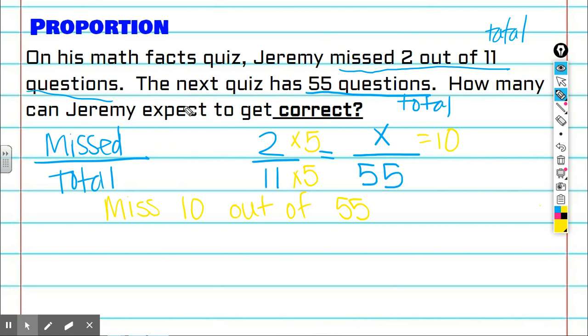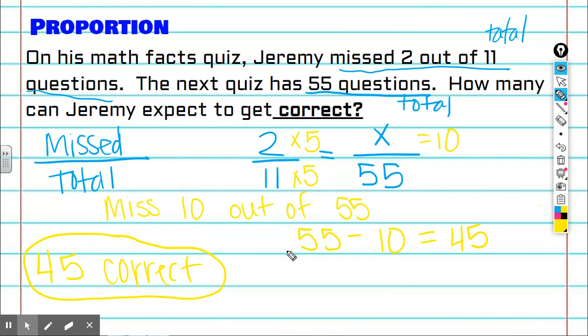How many can Jeremy expect to get correct? We know he would miss 10 out of 55. So all the others would be correct, meaning we would take 55 minus 10. So he gets 45 correct. This is a proportion.